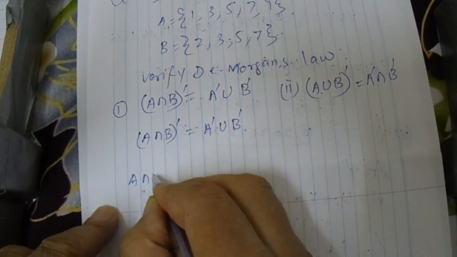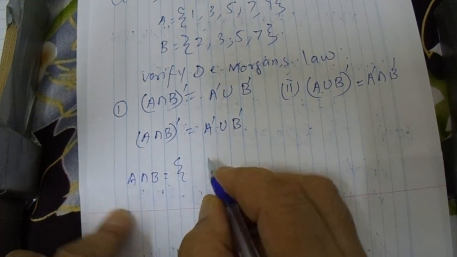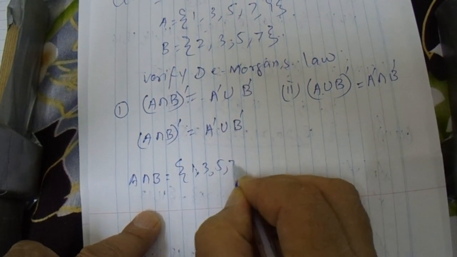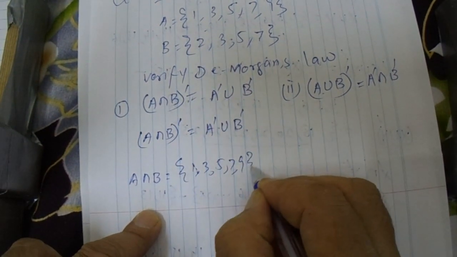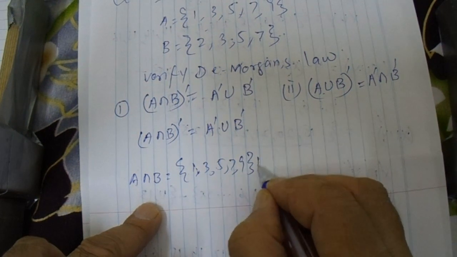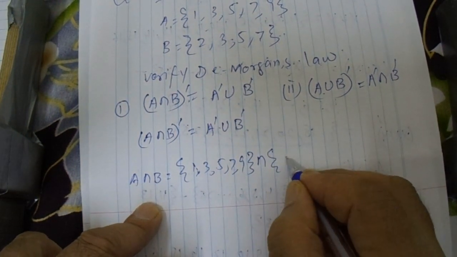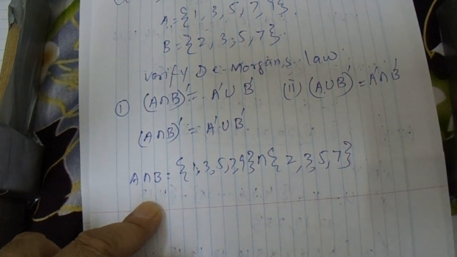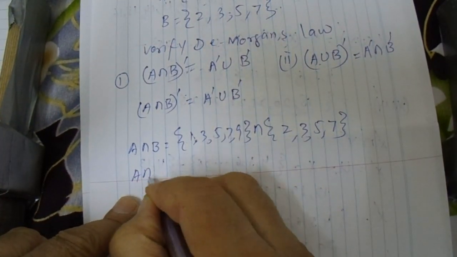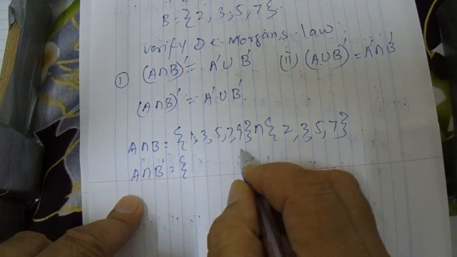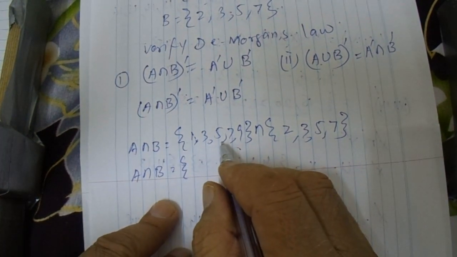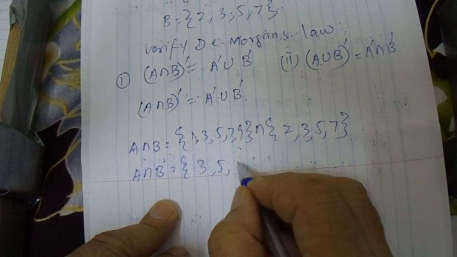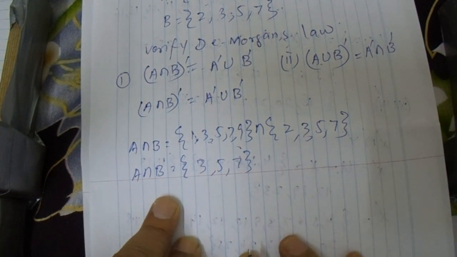A intersection B. Now the A set is 1, 3, 5, 7, 9, and the B set is 2, 3, 5, 7. We write the common elements of both sets. 3 is common, 5 is common, and 7 is common. Now this is A intersection B.